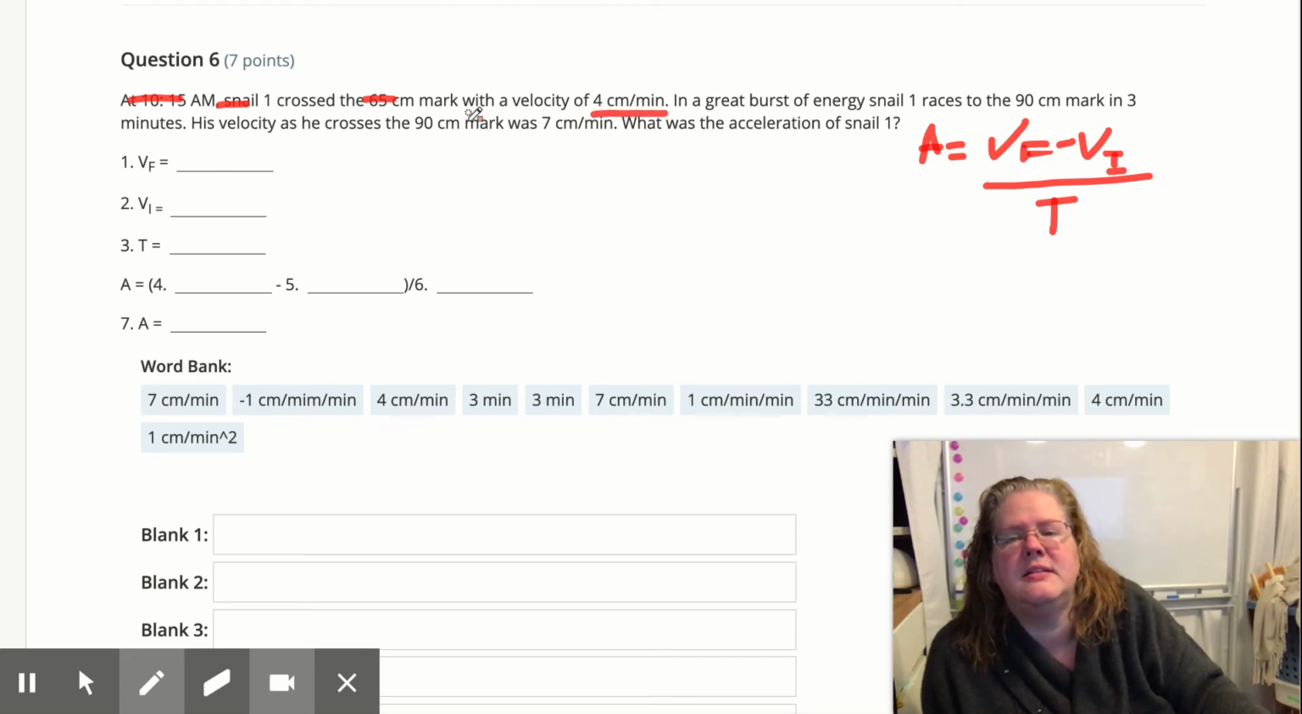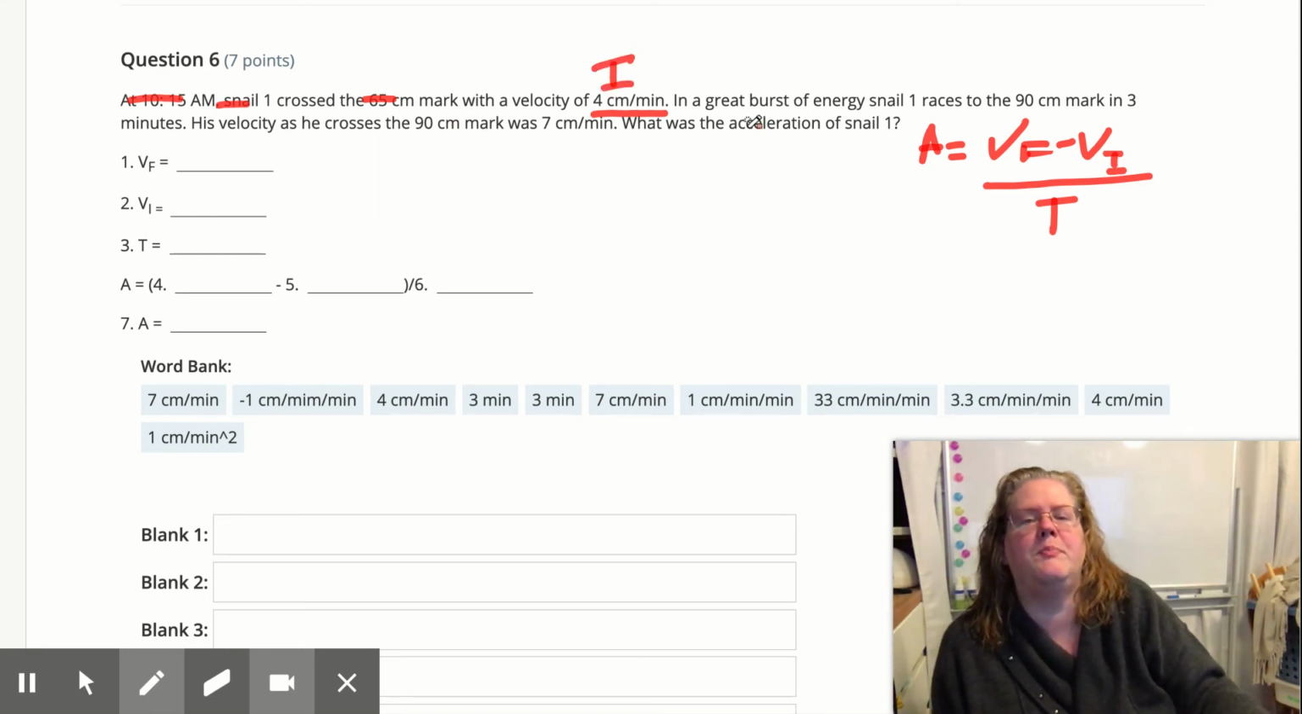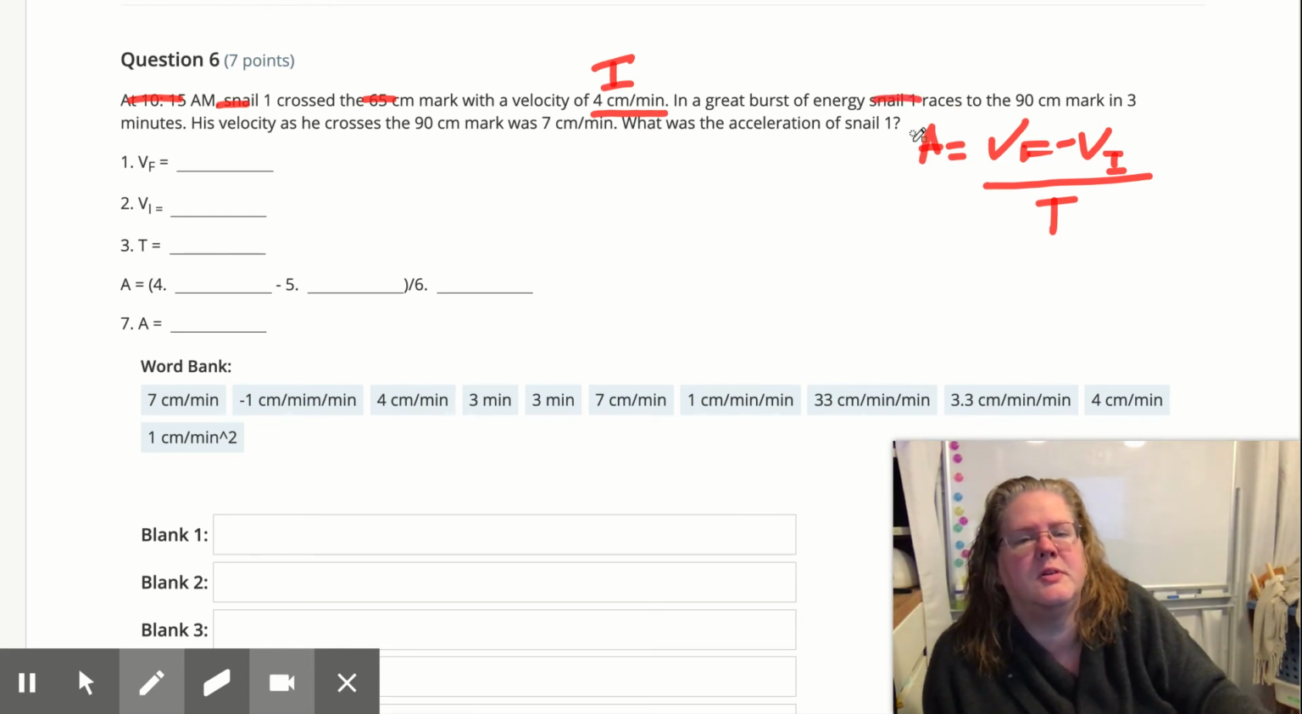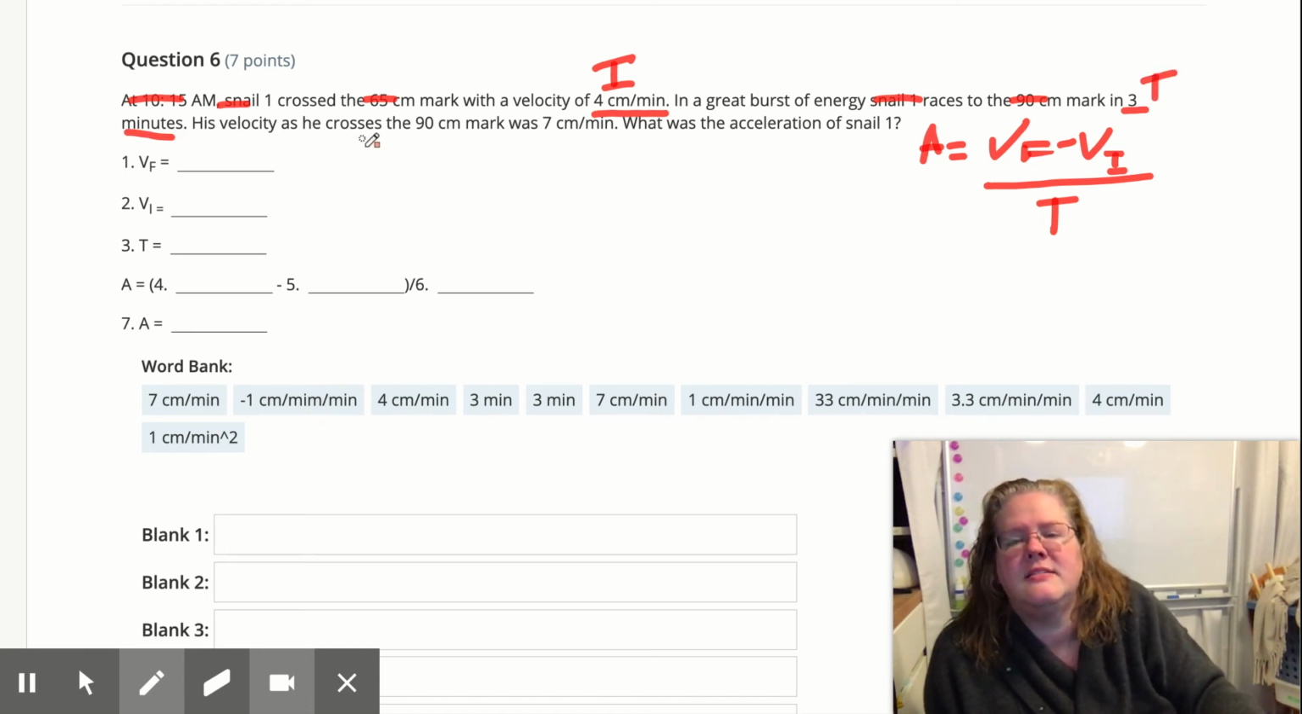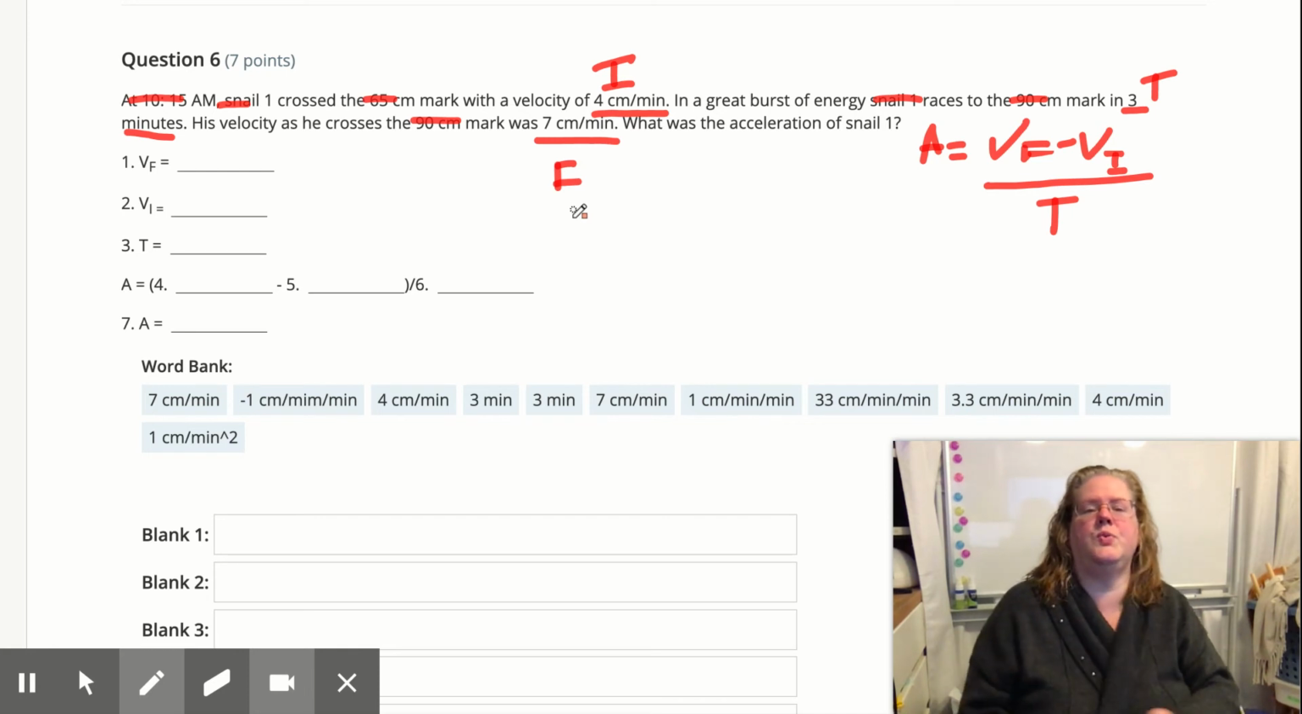And that he crossed the 65 centimeter mark. We're not actually trying to decide how far he went because we already have his speed. But it does tell us that as snail 1 crossed the 65 centimeter mark, he was going, or she was going, 4 centimeters per minute. So this would be my initial velocity. In a great burst of energy, snail 1, again, let's get rid of extra numbers we don't need, raced to the 90 centimeter mark. So again, 90 centimeters is extraneous, in 3 minutes. That's our time. His velocity as he crossed the 90 centimeter mark was 7 centimeters per minute, and that is my final velocity. So I know the three pieces I need.